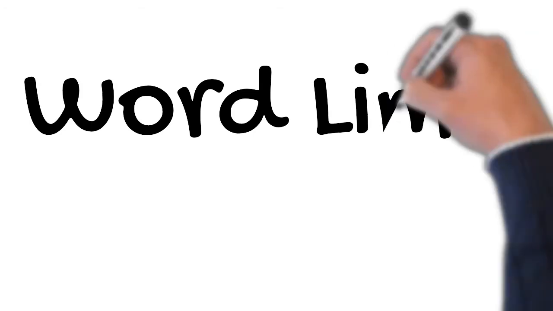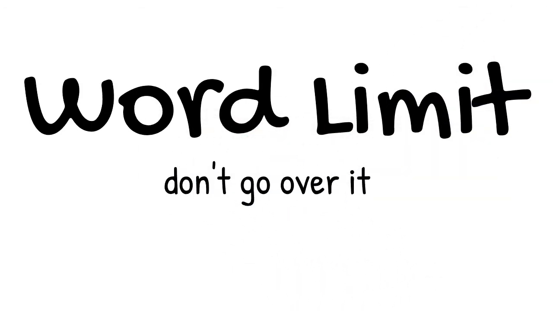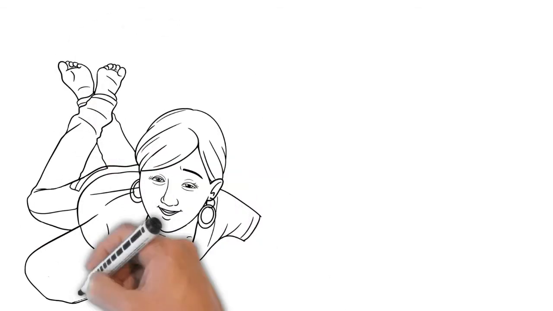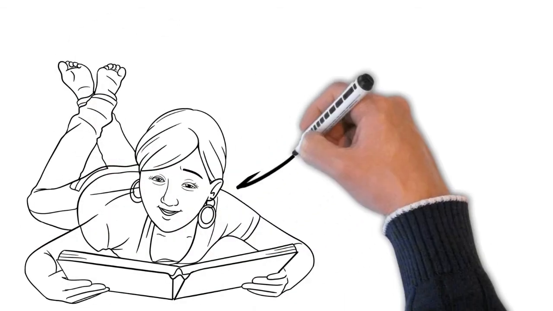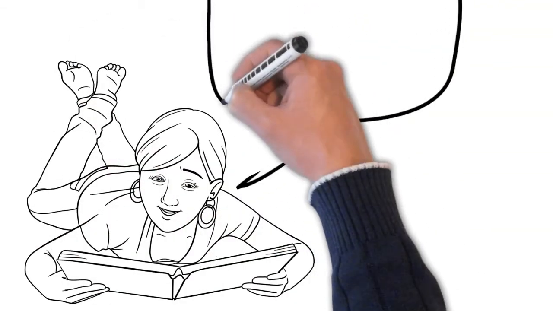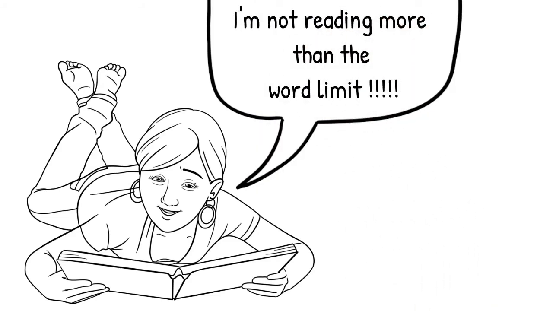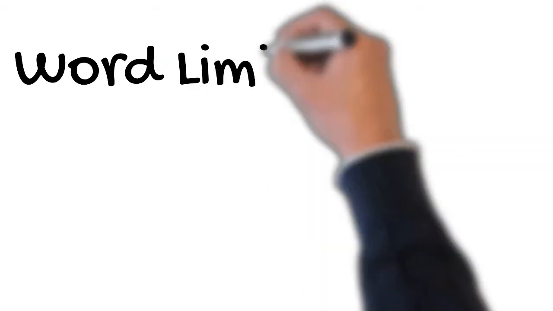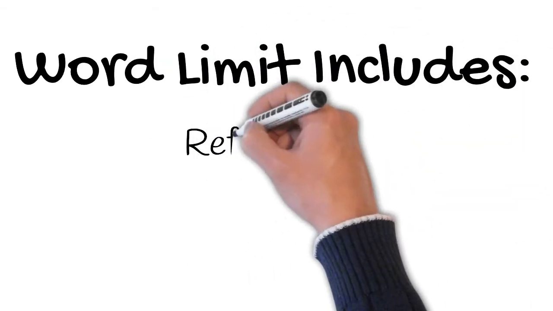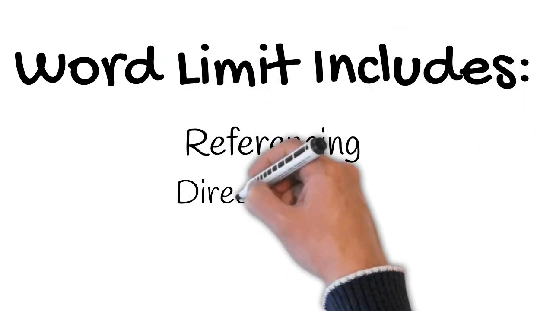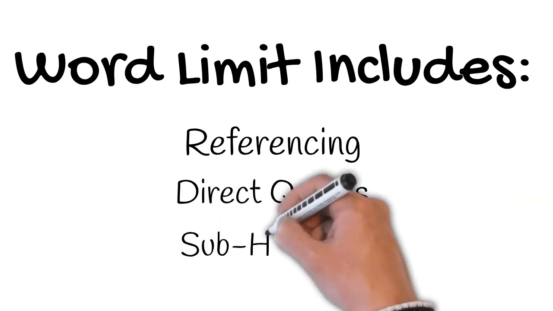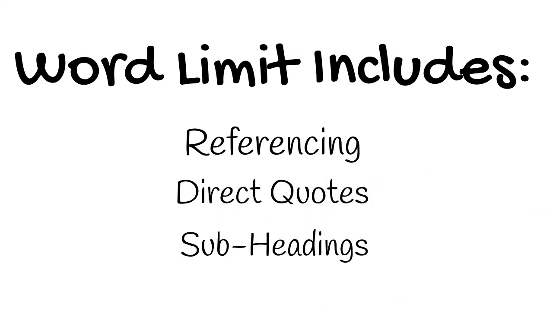Your word limit needs to be strictly adhered to. After 1500 words, your marker will stop reading. So for example, if your conclusion was not included in the 1500 words, it will not get read or marked. Be mindful that everything in text, such as references, direct quotes, and subheadings, gets counted in the word limit. Only the reference list is not included.